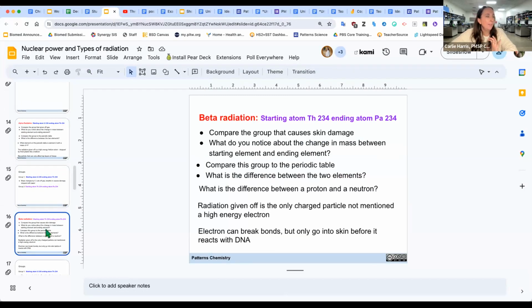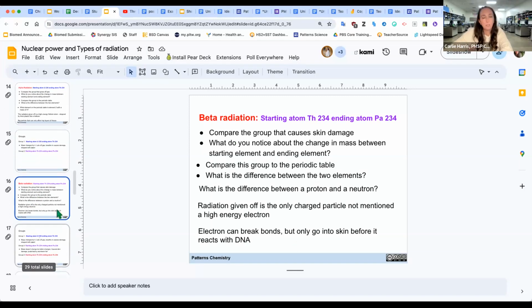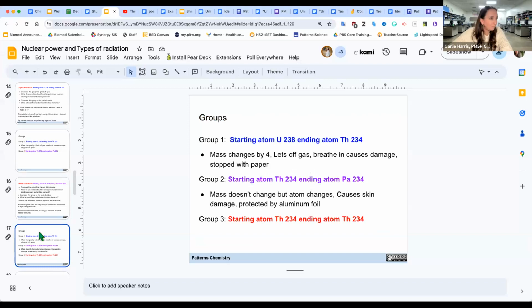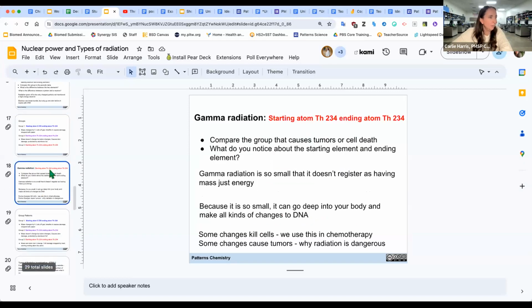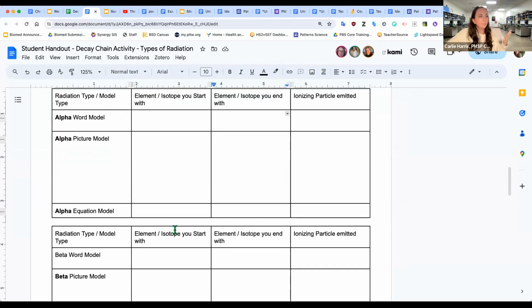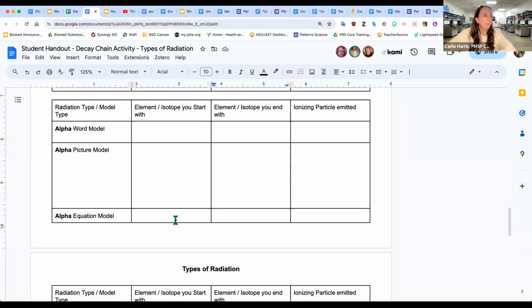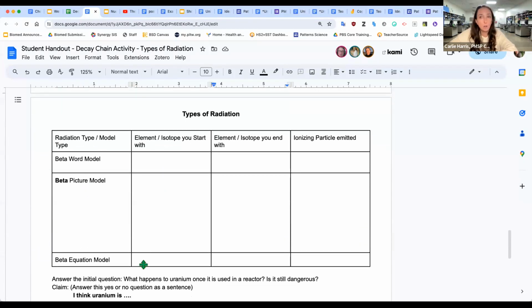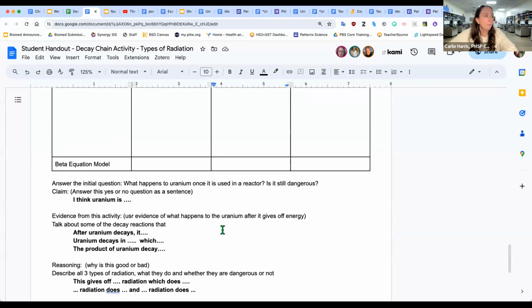And then we'll say, what about the others? Well, here's beta decay. What do we notice about this? And just through that whole process, right? And then finally, we've got gamma radiation. So hopefully by the end, the students have their template completed and they've got models of the different types.